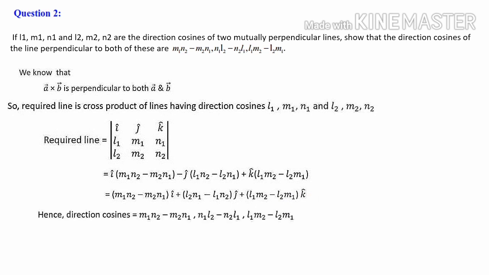Then the direction cosines we have got are M1 N2 minus M2 N1, L2 N1 minus L1 N2, or in the same order N1 L2 minus N2 L1, then L1 M2 minus L2 M1. Hence proved. Here we have taken the direction cosines L1 M1 N1 in the determinant, so the answer also we can consider as direction cosines.